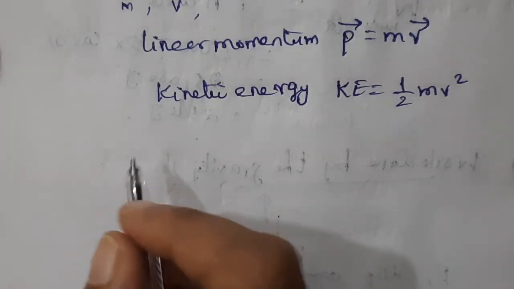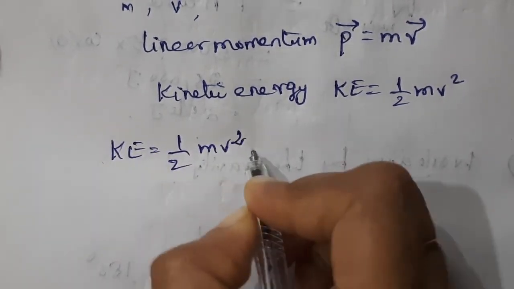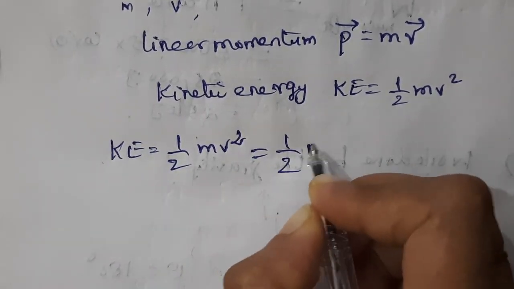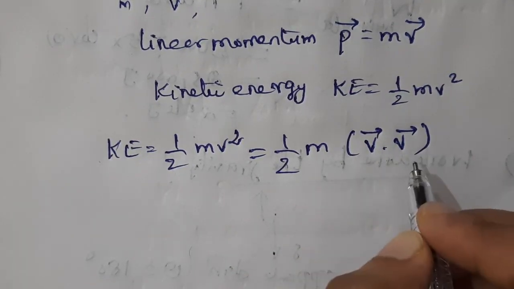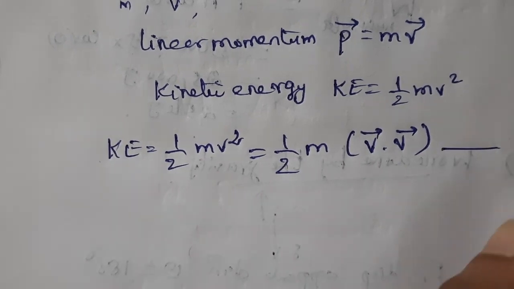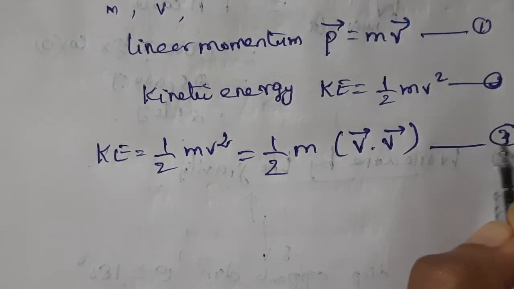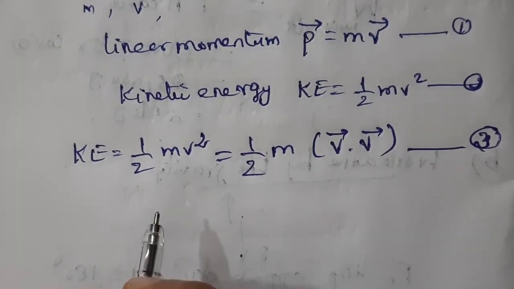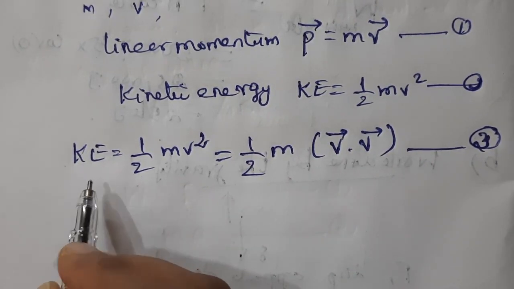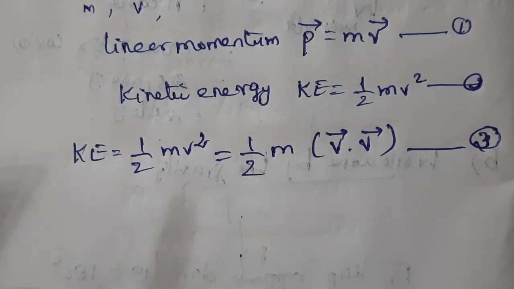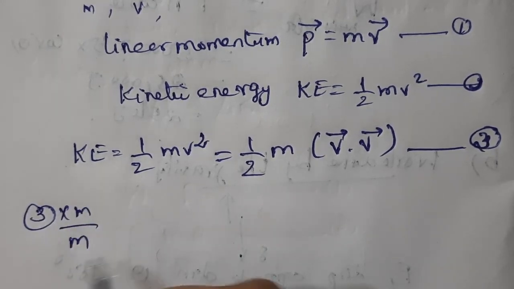I am rewriting this kinetic energy as KE equal to half mv square, which is half into m into v into v. V square can be written as v into v. Consider this as equation 1, this is equation 2, this is equation 3. Here multiply and divide by m on equation 3, that is equation 3 into m divided by m.